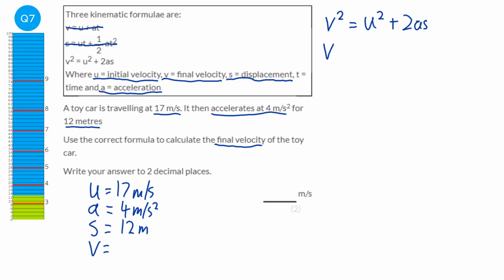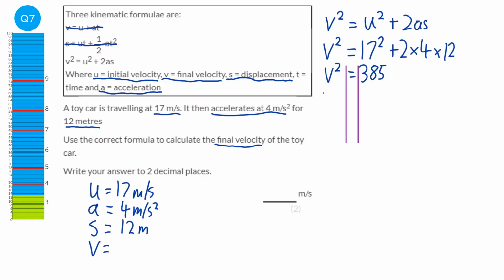Okay, let's fill in what we know. Well, we're looking for v, so we'll leave that. And so it's going to be 17 squared plus 2 times 4 times 12. And then when you work that out on a calculator, that comes to 385. And we're going to do some quick solving here.